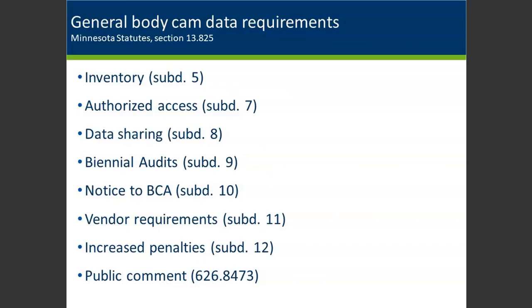Per subdivision 7 of 13.825, the responsible authority for law enforcement agencies must have written procedures that specifically outline access to body camera data. These procedures must ensure that law enforcement personnel only have access to not public body camera footage if authorized in writing by the head of the law enforcement agency or their designee for a legitimate specified law enforcement purpose.